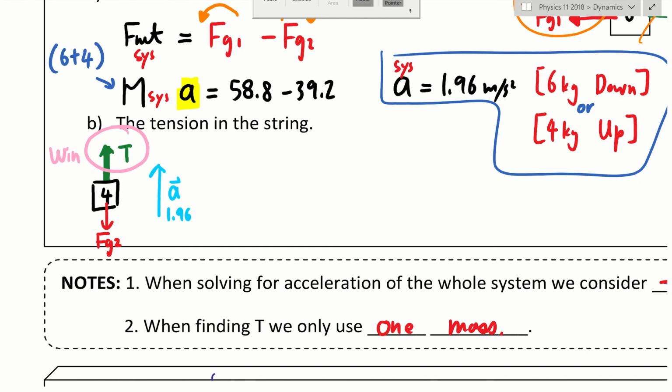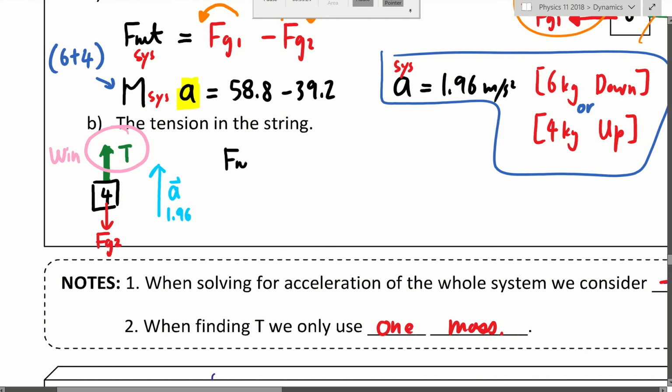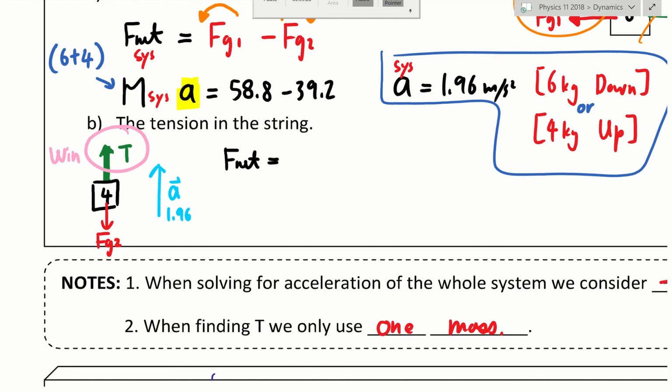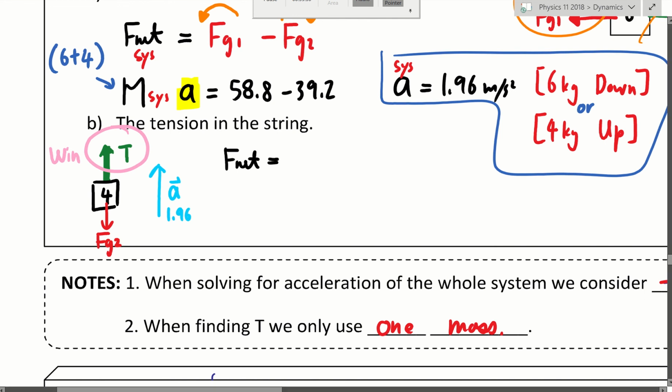So now let's write down a mini net force equation. This is no longer the system net force. This is only for the 4 kilogram mass. F net equals winner minus loser: tension minus Fg2. That's the equation you need to write down for only this box. F net equals MA.